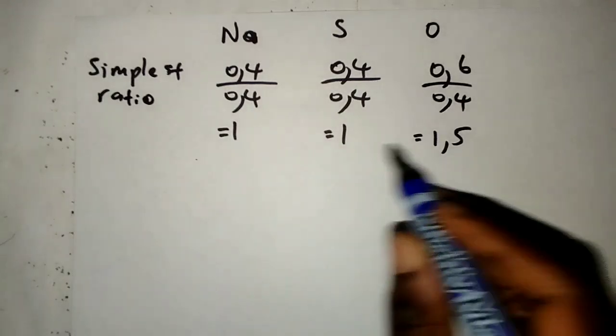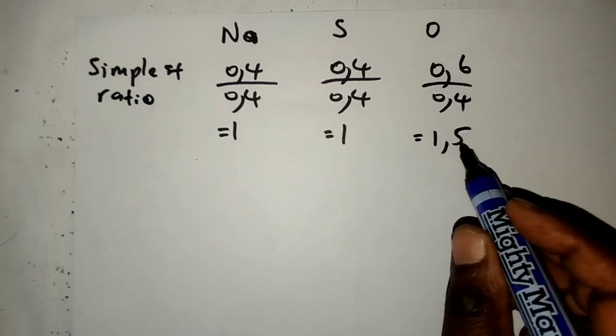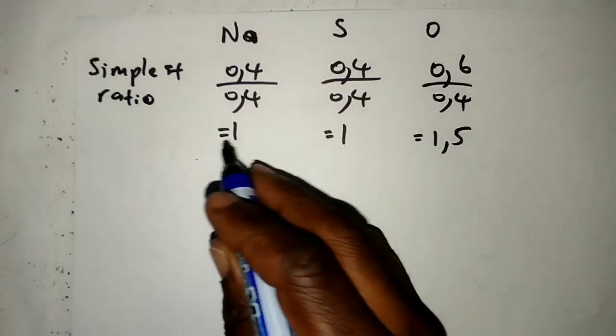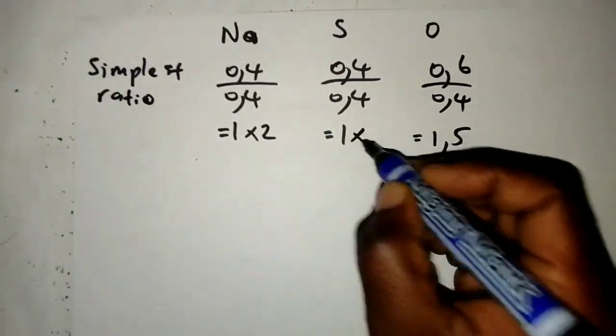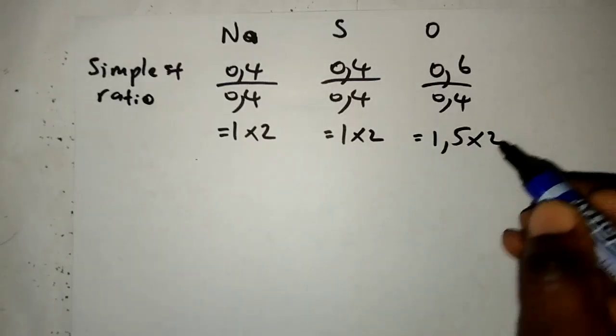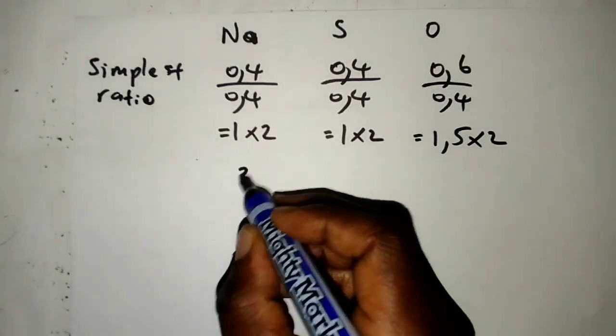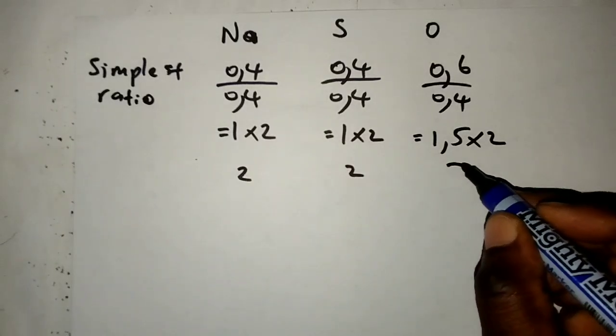So for us to remove this 1,5, to change this into a whole number, we multiply throughout by 2. Here, multiply by 2. Here, multiply by 2. Here again, multiply by 2. And then we get here 2, 2, and then 3.